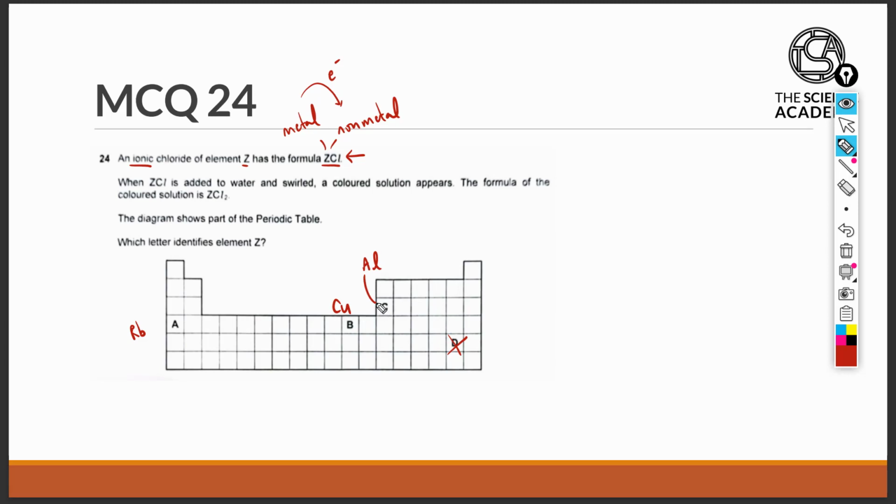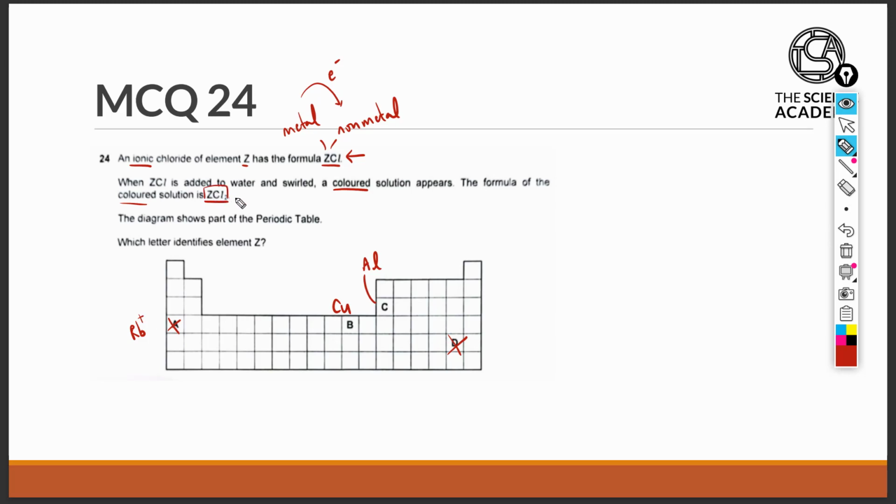The second statement states that when ZCl is added to water and swirled, a colored solution appears. The formula of the colored solution is ZCl2. This statement tells us that we can eliminate A as the answer because element A is a group 1 metal and can only form a +1 charge of its ion.